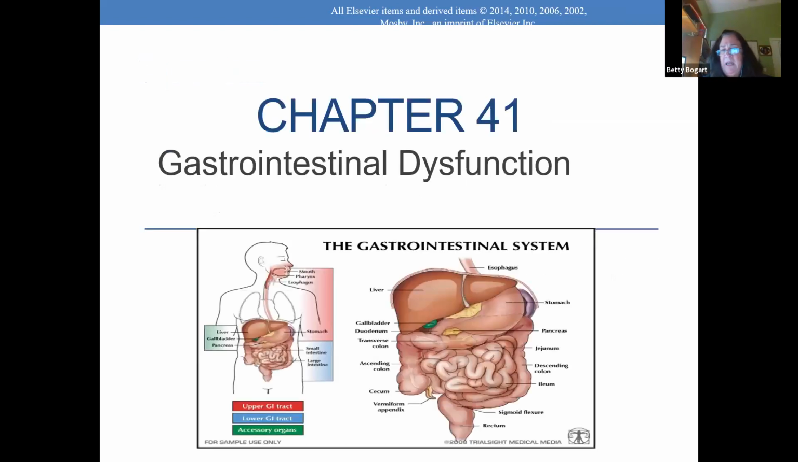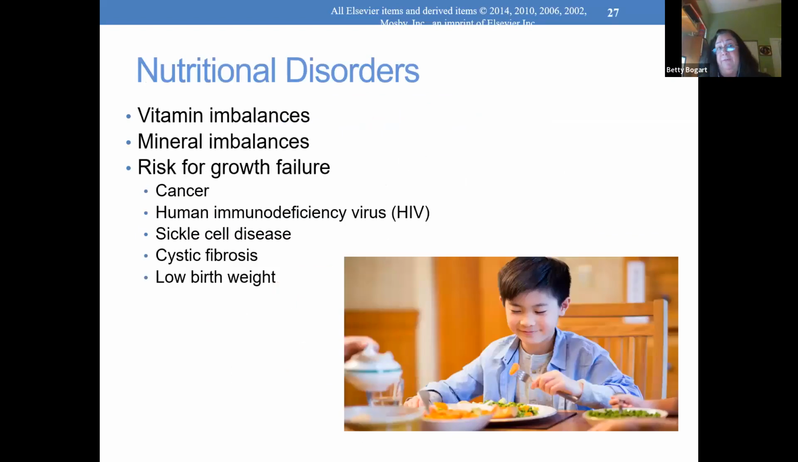Thank you. Okay, GI. Going to get into a bunch of other stuff, okay? Well, first of all, GI is mouth to anus and all the absorption that goes in between, right? So there's a lot of things that are involved with it. We absorb all of our minerals and vitamins and everything that we need through our GI system, right? We know that if we don't get the proper nutrition, infants, cognitively, they're not going to be there. The fine and gross motors aren't going to be there, and they're not going to grow. There's other stuff that can cause it: cancer, HIV, sickle cell, cystic fibrosis, and low birth weight. But nutrition is very important.